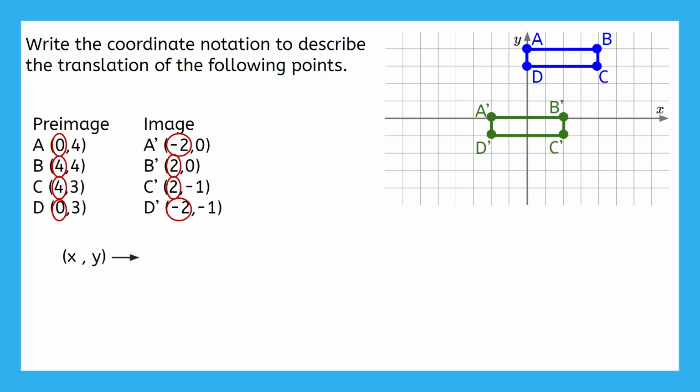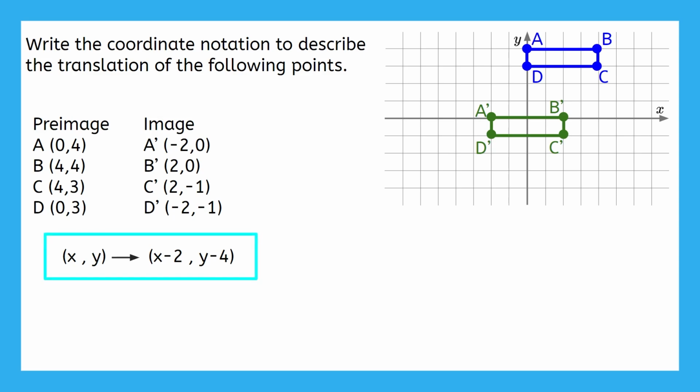2 was subtracted from all of them. We show that by just writing x minus 2. Then, we're going to find a way to write what changes happened to our y values. We know that 4 was subtracted from all the y values to go from the pre-image to the image, so we write that as y minus 4. Now we have our answer. This is the coordinate notation to describe a translation 2 units to the left and 4 units down.